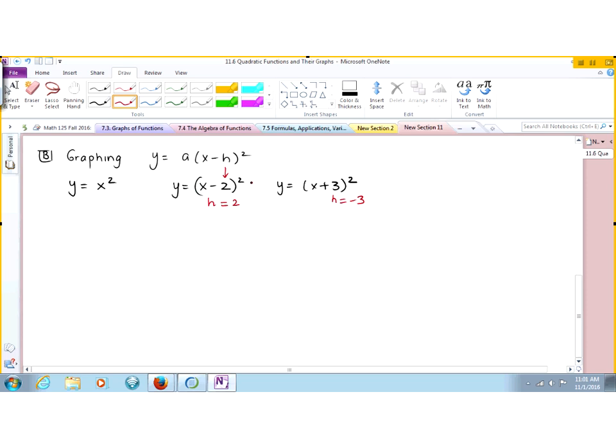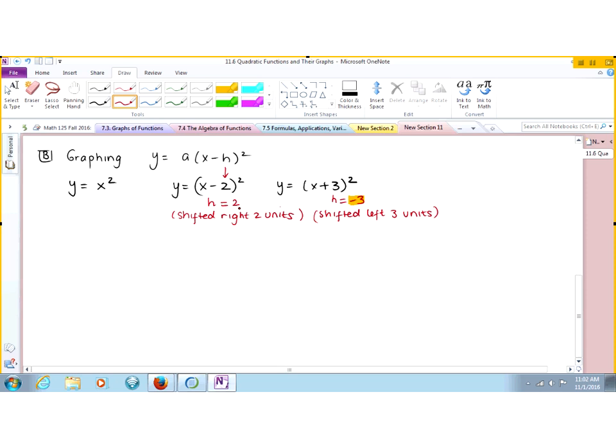You will notice as soon as I open the Desmos calculator, this is the same graph, but shifted right 2 units. It will be the same graph as y equals x squared, just shifted right 2 units. What about when h is negative 3? Shifted left 3 units. So why is it shifted left? Because h is negative 3. Why is it shifted right? Because h is positive 2.